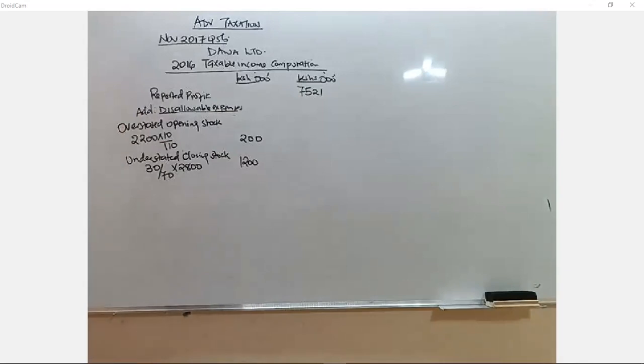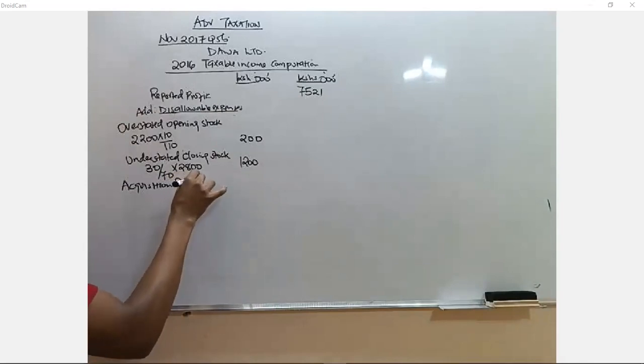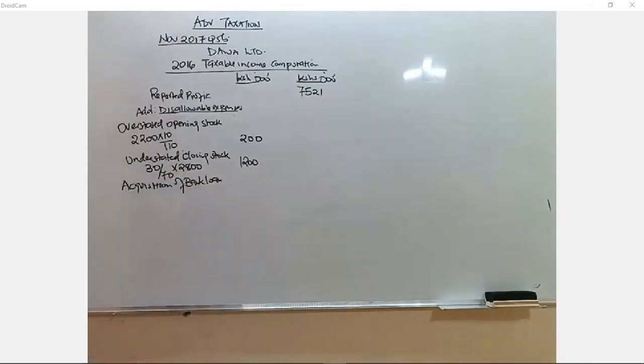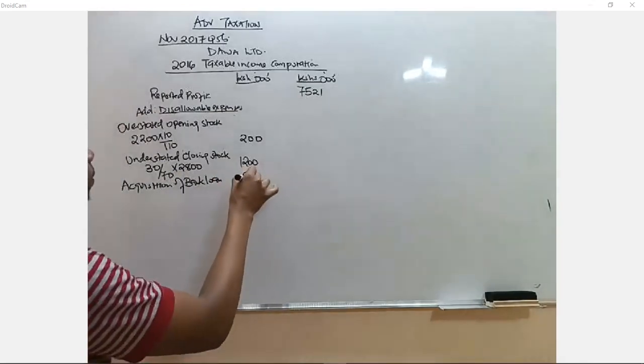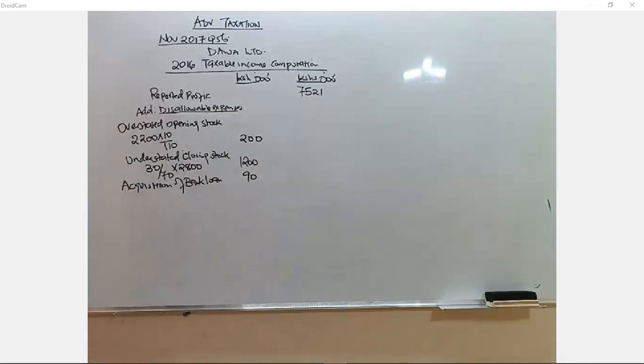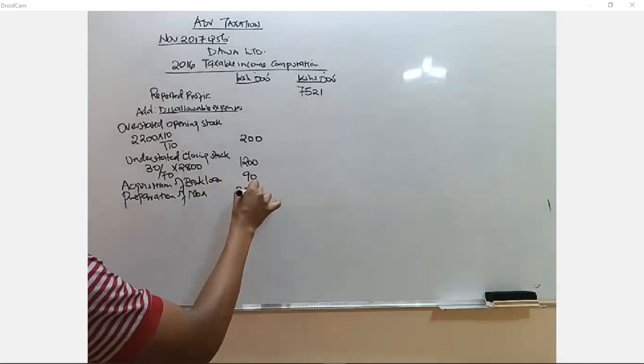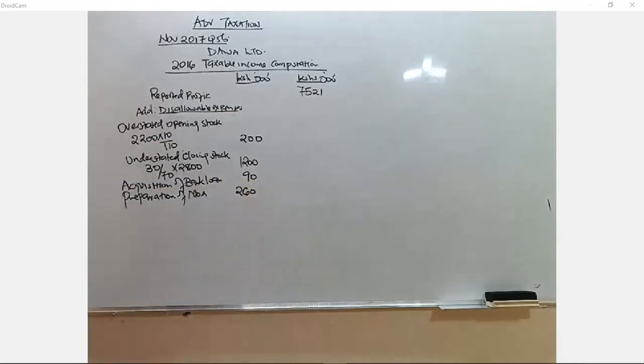Then from there, we go to the additional information 2. We say the acquisition of bank loan is a disallowable expense. I just write it here. Acquisition of bank loan, they have given me 90. The other one, settling customer disputes, we say it is an allowable expense, but we have preparation of MOA, which is a disallowable expense, amounting to 260. We have liquidation costs. As per the question, we are being given 468.